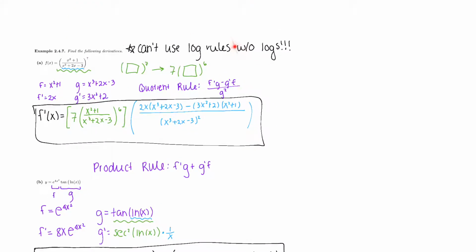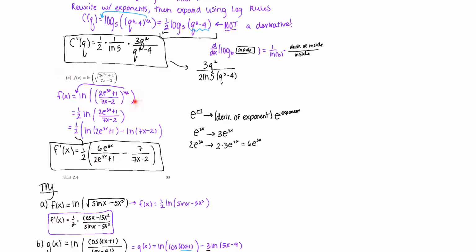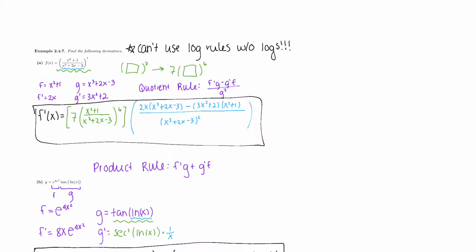And I said, hey, it's really important that you can't use log rules unless there are logs. So we did a bunch of examples that involved logarithms and we expanded them. And we took those derivatives, but then we came over to some other ones where you actually can't use log rules in a case where there's no logs involved. So we can't take this 7 down in front the way that we can with logs before taking the derivative.